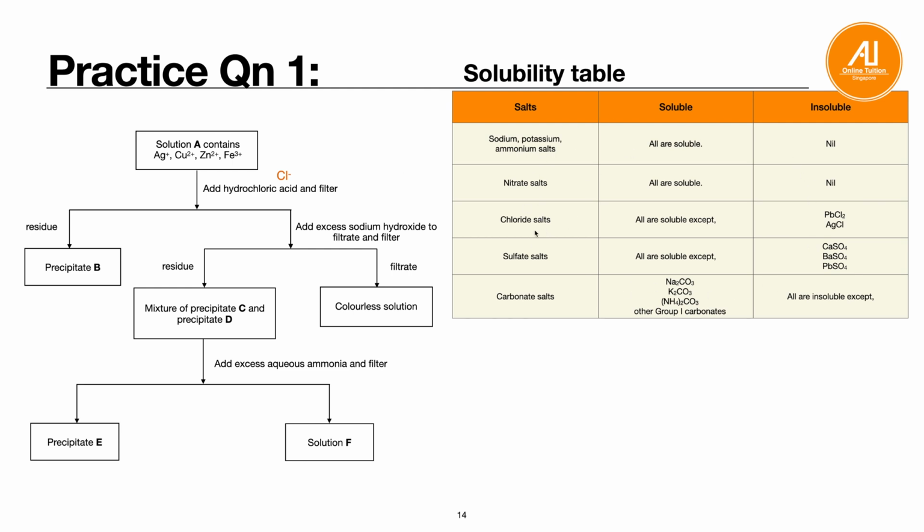Under chlorides, all are soluble except for these two, lead or silver. In this case, you have silver here, so most likely B will be AgCl. That is how you determine it. It can't be copper chloride, zinc chloride or iron 3 chloride, they are all soluble. That is how you deduce using the table accordingly. Okay, next one.